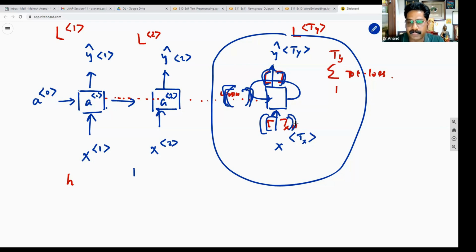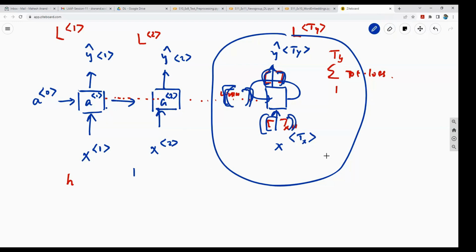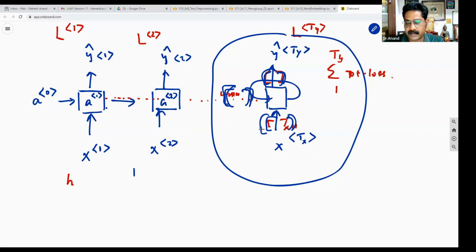So since we are here, do we also have backpropagation here, or is it just iterative? Backpropagation only we are doing, right?